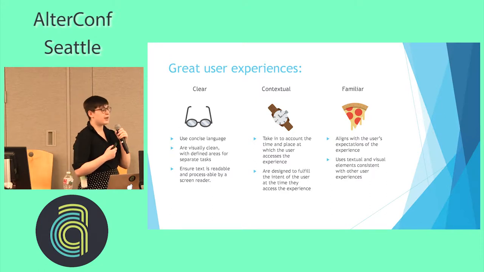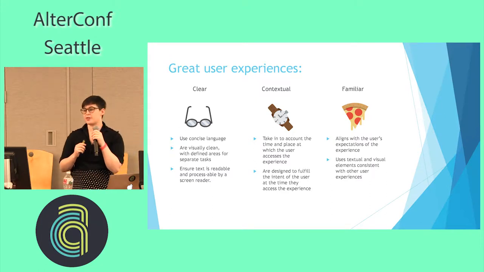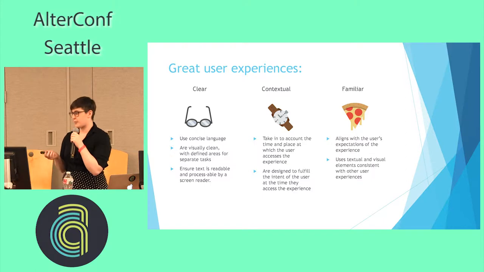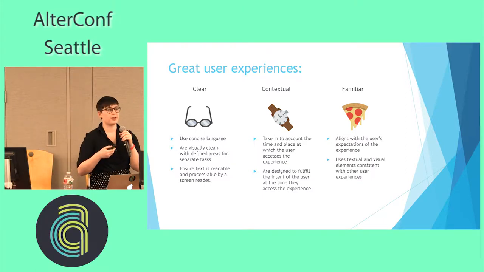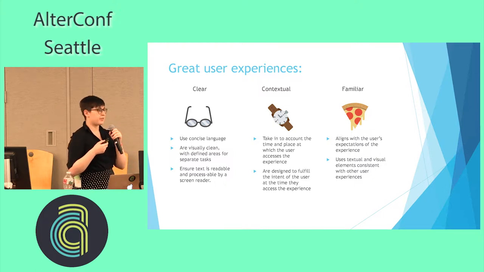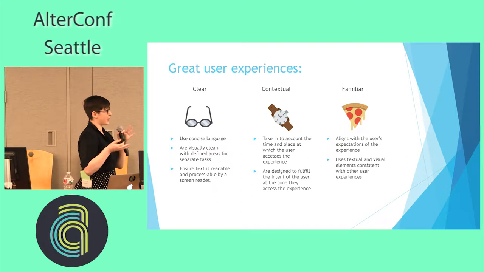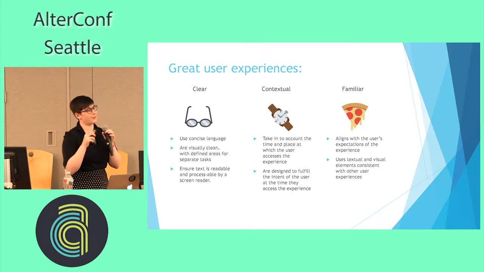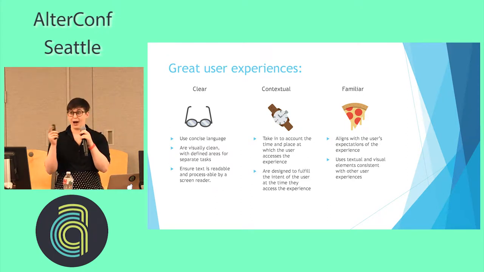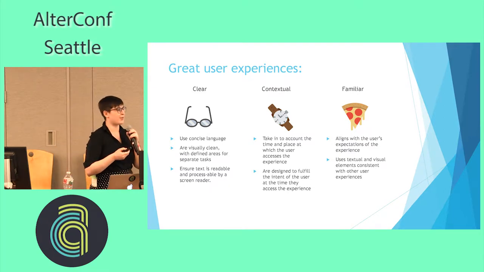And it's familiar, so it should align with the mental models the user has already formed for that experience, and that includes mental models that they might have formed in analog experiences. So adding something to your calendar in an analog experience would be walking up to it and doodling on the box, right? Similarly, when we add an event in Outlook, we select the box for the day, we double-click, and we add the event.